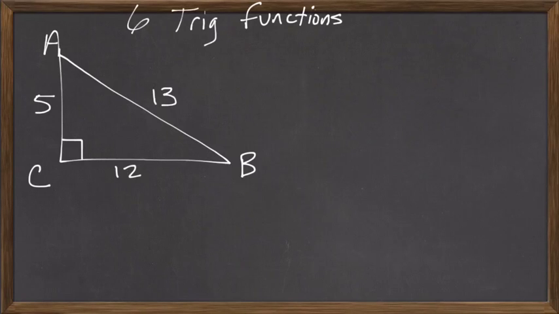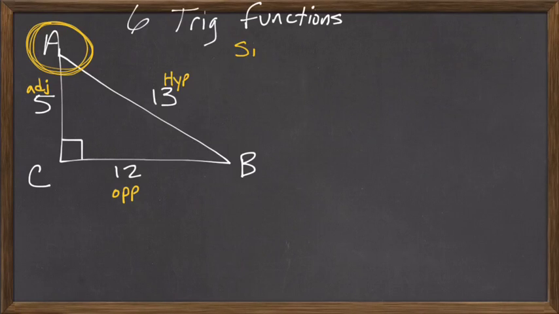But just like all trigonometry, we have to pick an angle to do our trigonometry from, so I'm going to pick angle A. And then I'm going to label all my sides, opposite, adjacent, hypotenuse, based on angle A. So 12 is the opposite, 13 is the hypotenuse, and 5 is the adjacent. By the way, Pythagorean triple, fun fact.